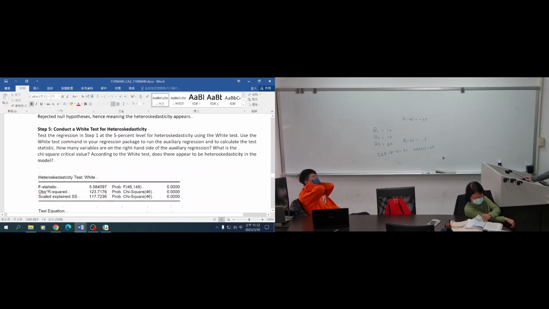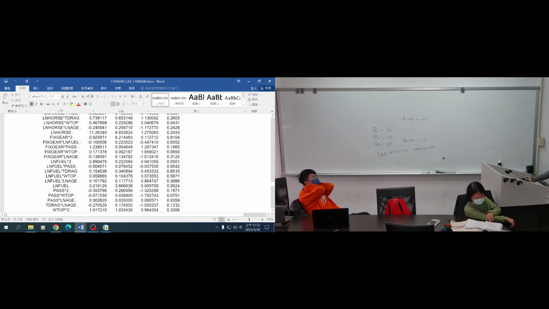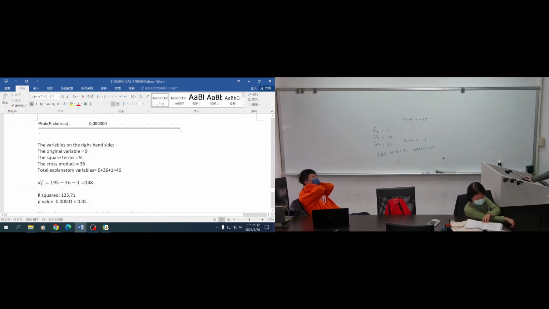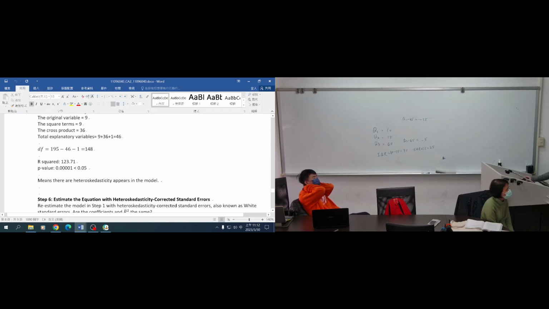And for the White test, I have 46 variables here. The original variables are 9 and the square terms 9, so the cross products are 36. So the total of explanatory variables is 46, and it's also a rejected null hypothesis.